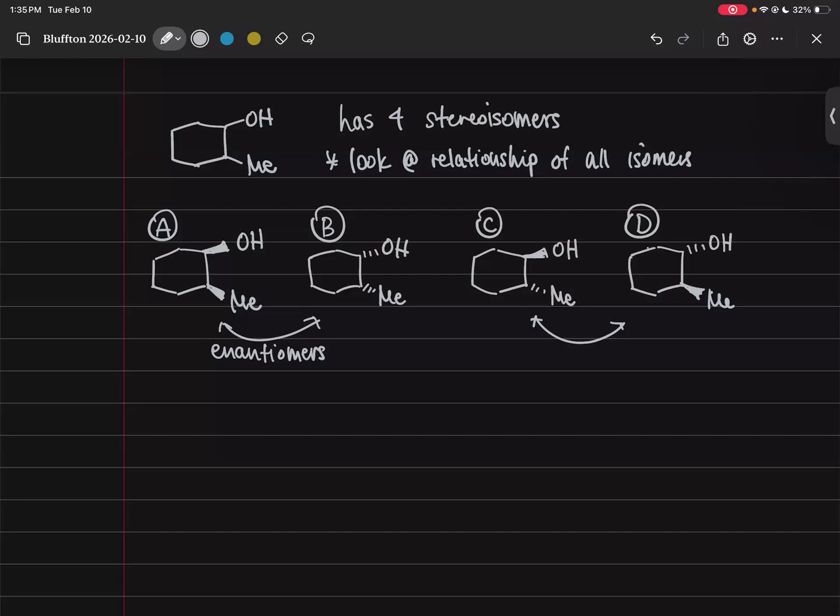Really? So we've gone here from a wedge to a hash, and here we've gone from a hash to a wedge. It might look like we've flipped the molecule upside down. If you think that I have, build a model and try it. You can't do it. So we've switched both stereocenters here, and these are also enantiomers.